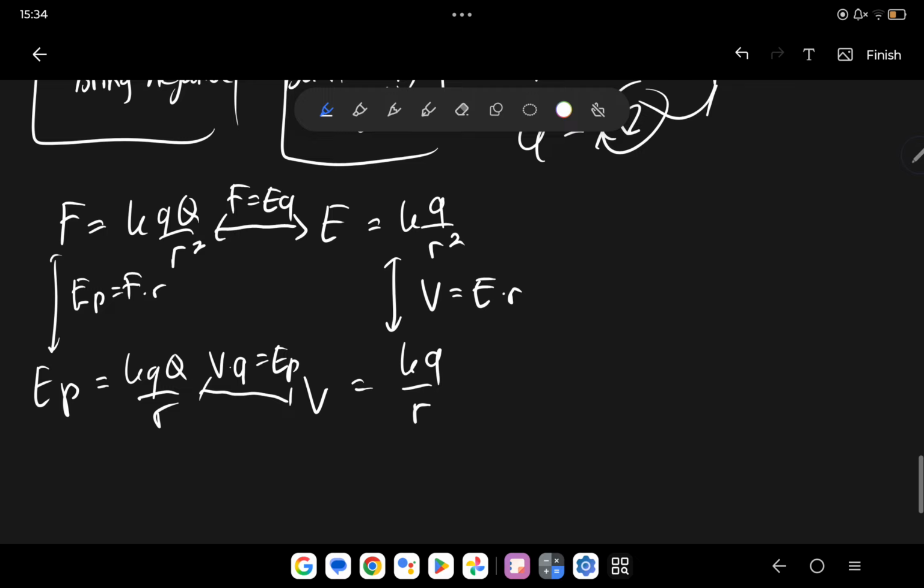Nice! Let me check everything. E multiplied by Q, that's F, yes. E multiplied by R is V, yes. V multiplied by Q, that's EP, yes. Very nice. What is next upon the notes? Potential of a ball. Interesting.